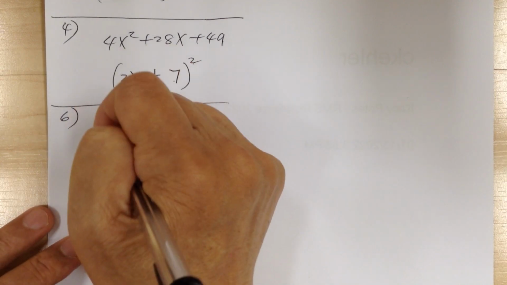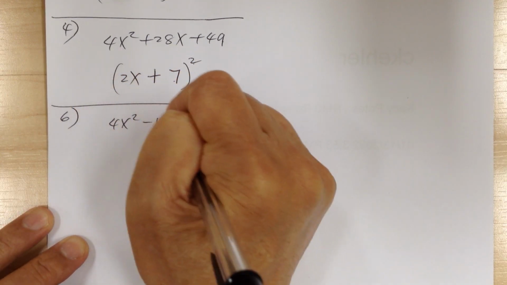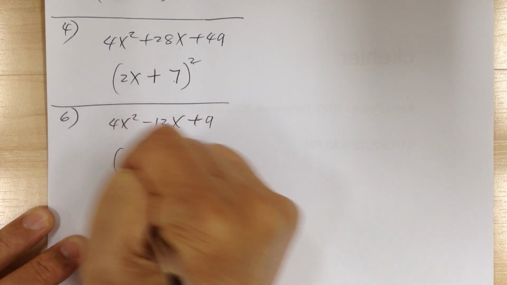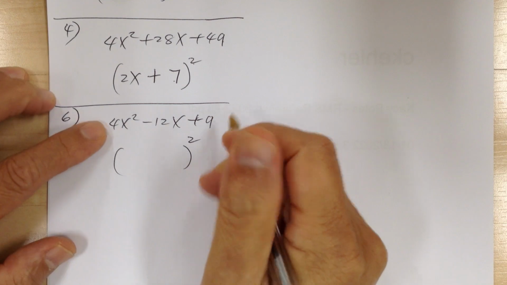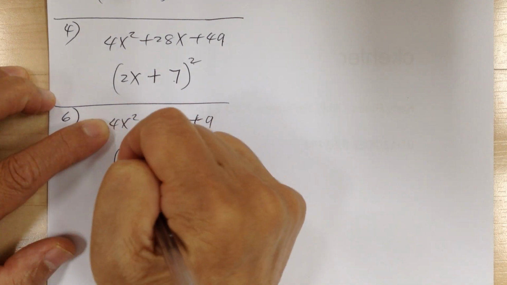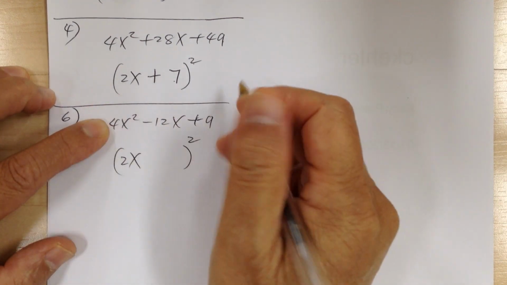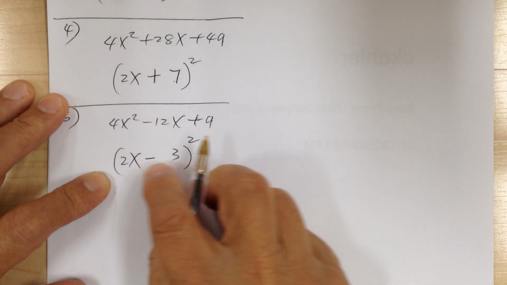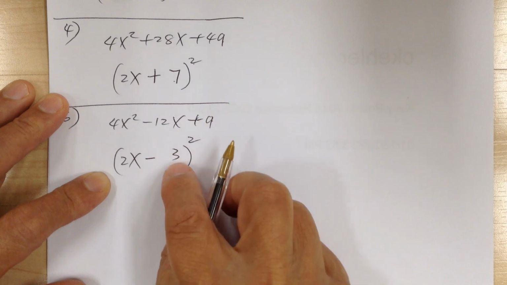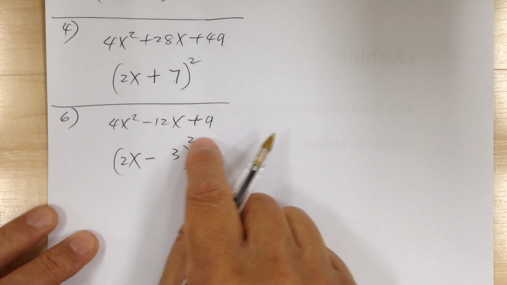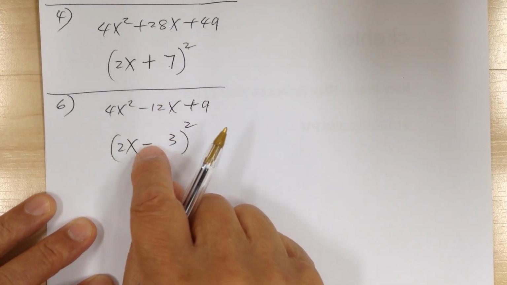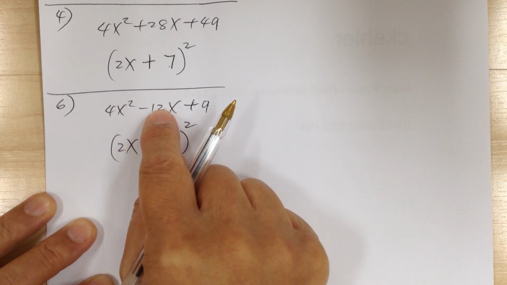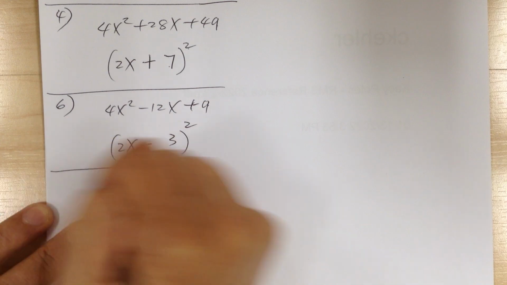Okay, number 6, you got 4x squared minus 12x plus 9. Okay, so again, step 2b. So you need to get 2. 2 squared gives you 4. Okay, x squared gives you x squared. You need to get minus to match that. To get 9, you have to have a 3, right? So negative squared gives you plus, 3 squared gives you 9. So now you have to check if this matches the middle. So sign matches. Number 2 times 3 is 6, times 2 is 12, and x matches. Okay.